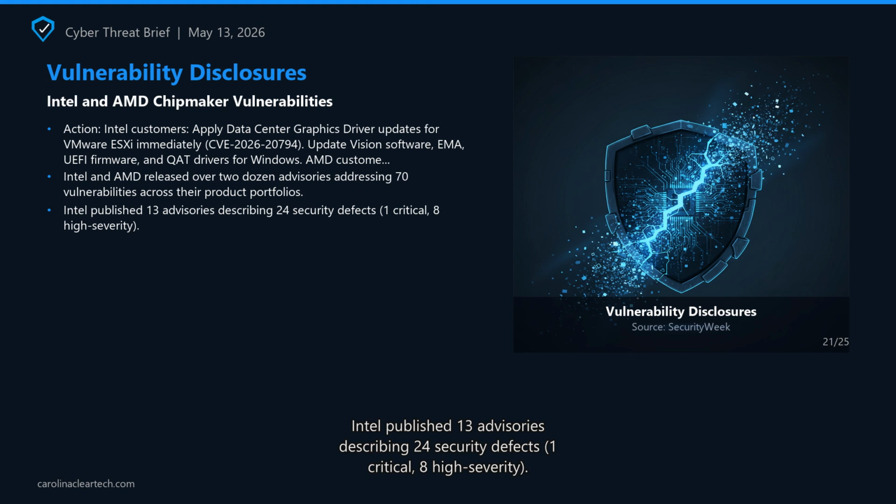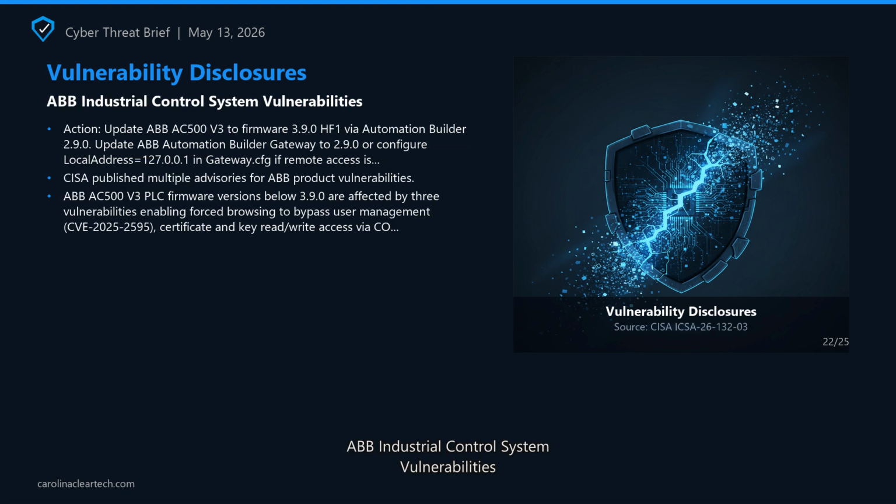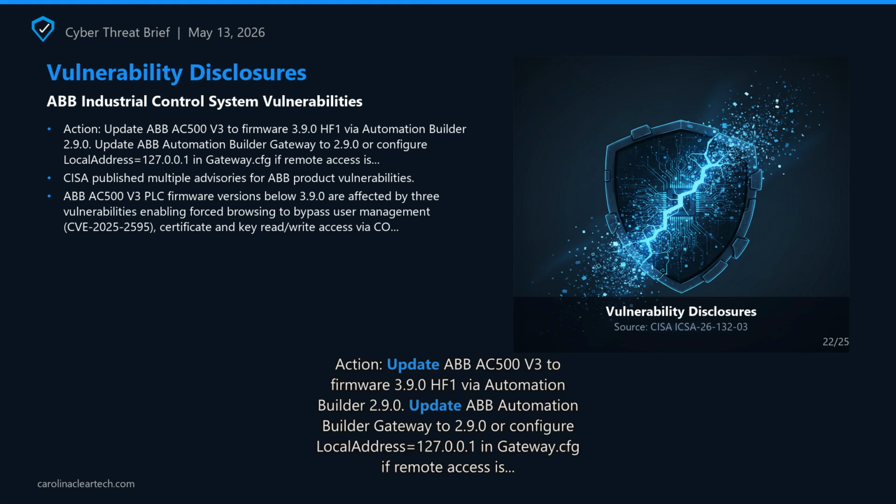ABB AC500v3 PM5XXX firmware 3.9.0 and 3.9.0 HF1 are affected by a critical stack buffer overflow, CVSS 9.8, in CMS message parsing that can cause crash, DOS, or potentially RCE. ABB Automation Builder Gateway for Windows versions below 2.9.0 are affected by a flaw which exposes the gateway on all network adapters by default on port 1217, enabling unauthenticated attackers to scan for PLCs.